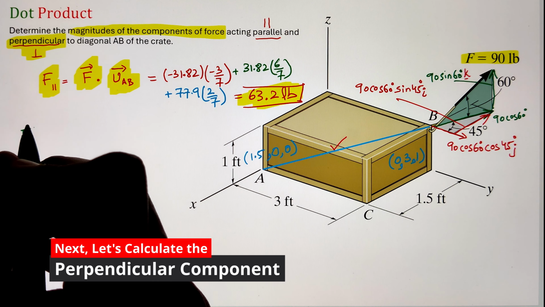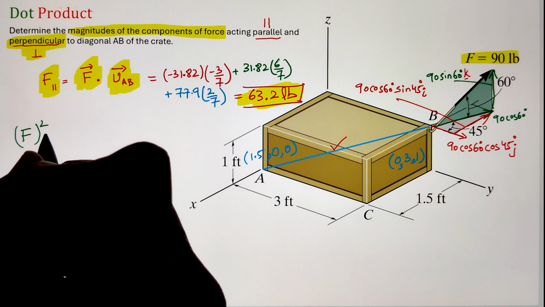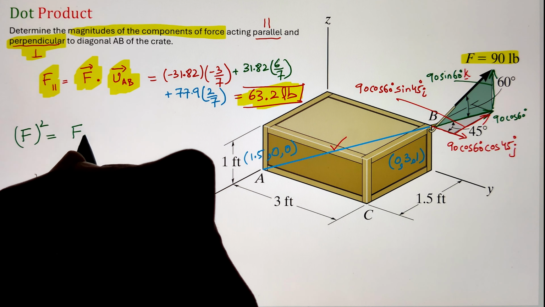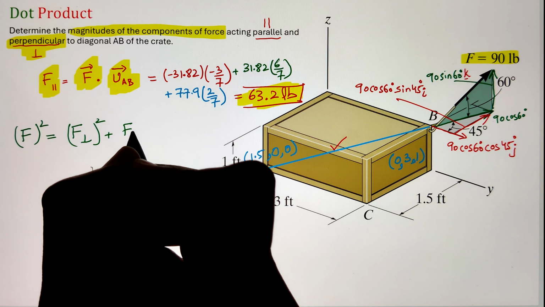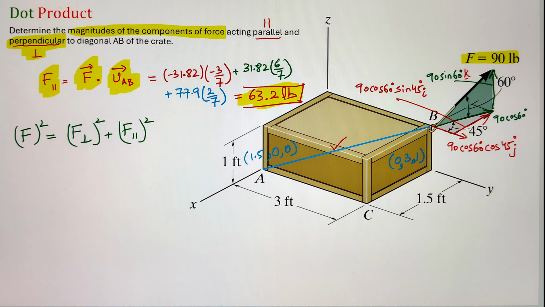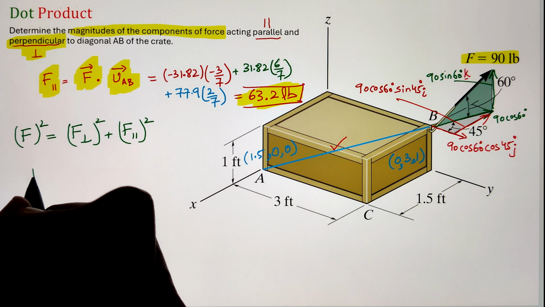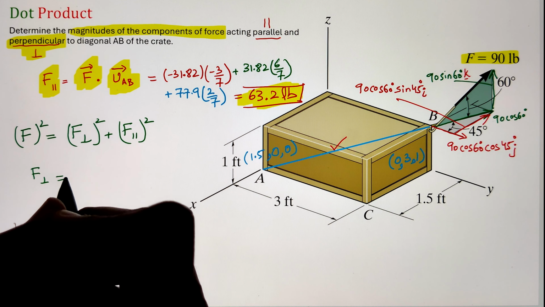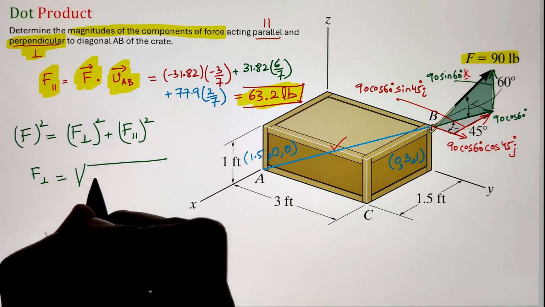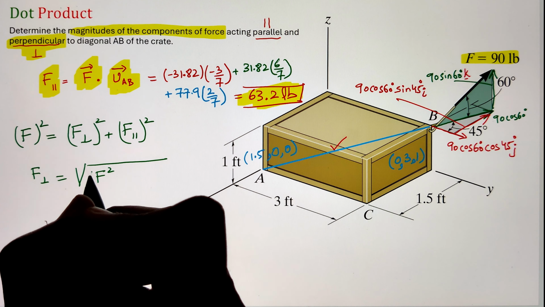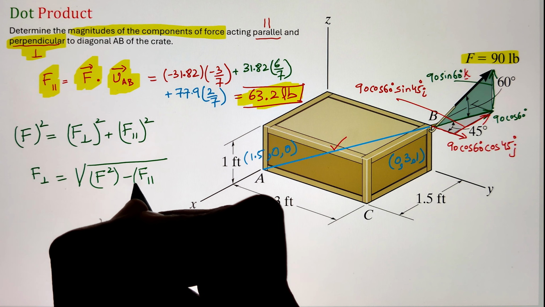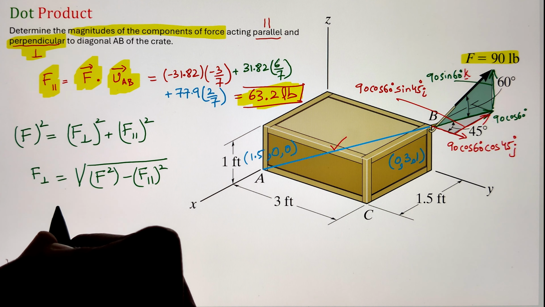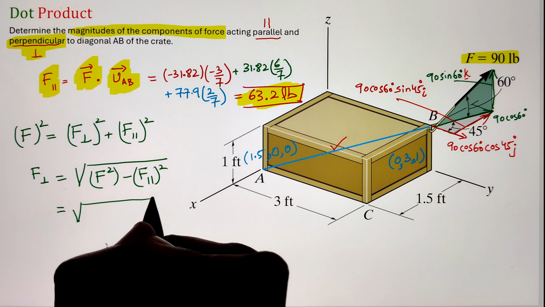Now, once we have the parallel component, we can go ahead and look for the perpendicular component utilizing the magnitude relation. That is, the square of the magnitude of force equals the square of the parallel component plus the square of the perpendicular component. Now, rearranging and simplifying, the perpendicular component of the force will be equal to the square root of the magnitude of force squared minus the parallel component of force squared.